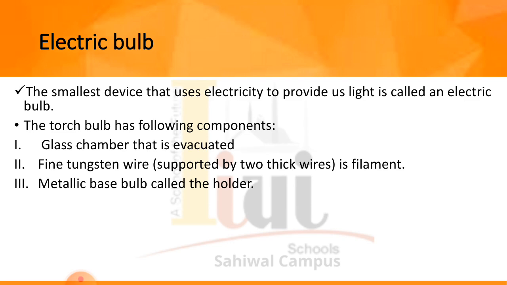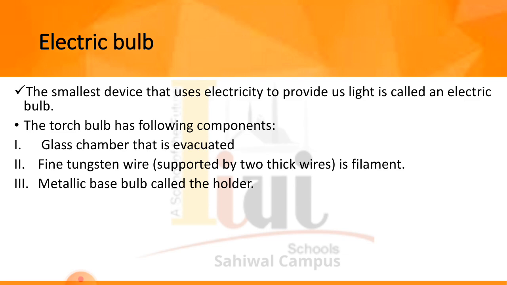Out of two supporting wires, one is internally connected to the metallic case, that is the holder of the bulb, and the second wire is connected to the metallic tip at the base of the bulb. So both the wires are connected internally. The first one is on the metallic case, holder of the bulb, and the second is connected on the metallic tip at the base of the bulb basically. So the metallic case and the metallic tip both act as the two terminals of the bulb. Note that these two terminals are fixed in such a way that they never touch each other.